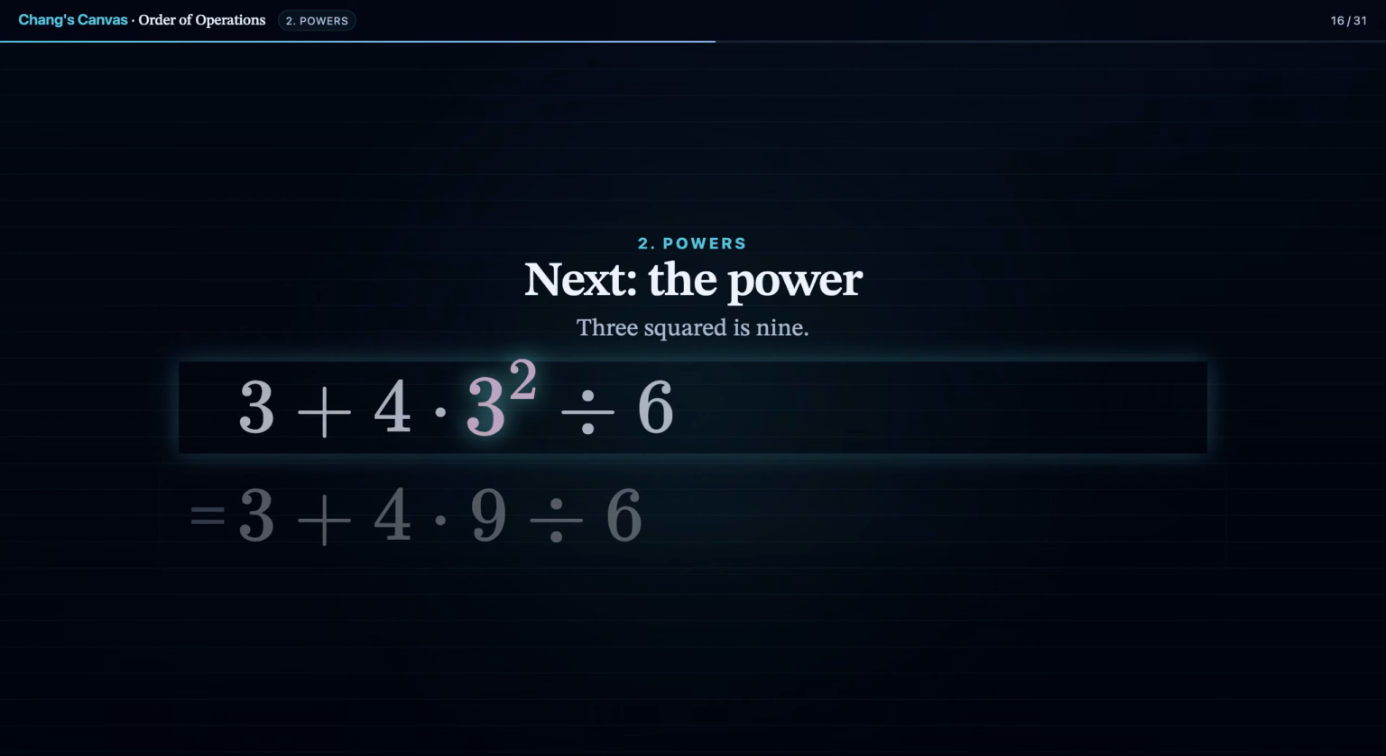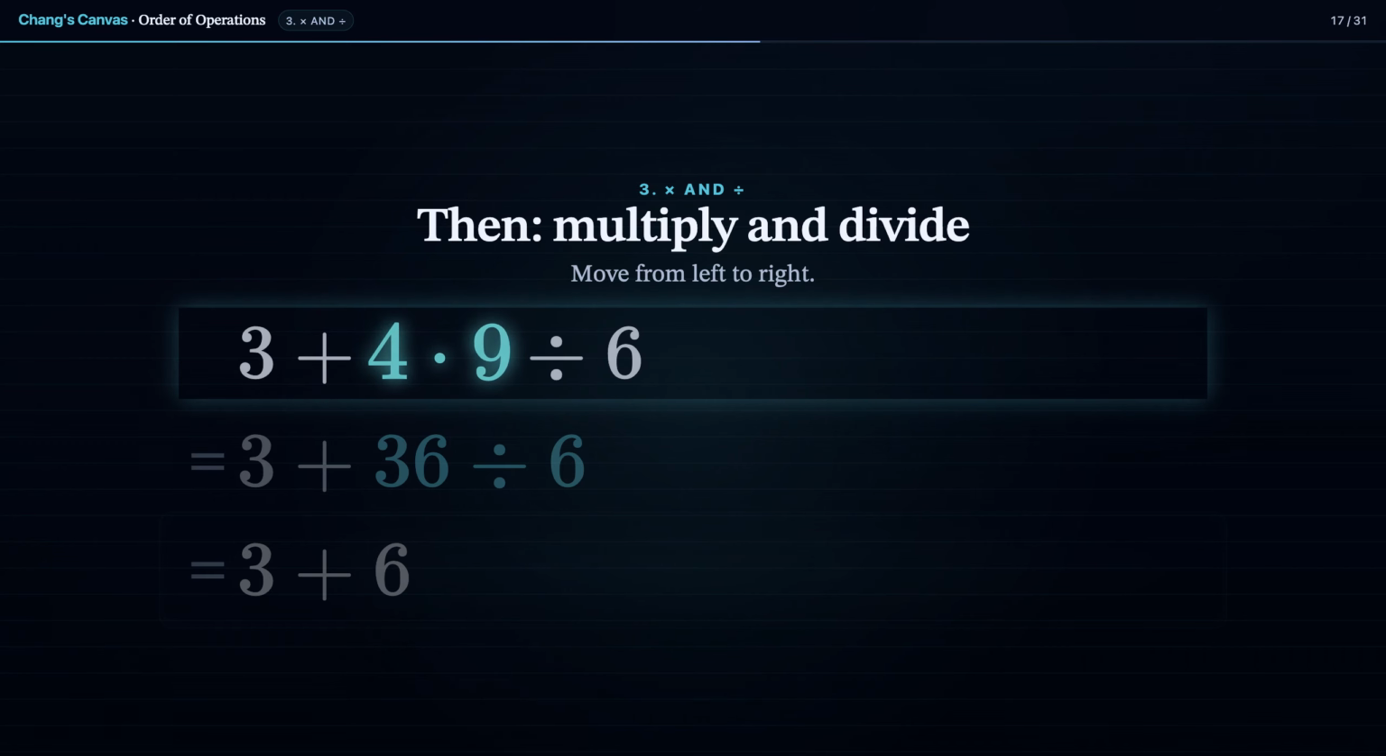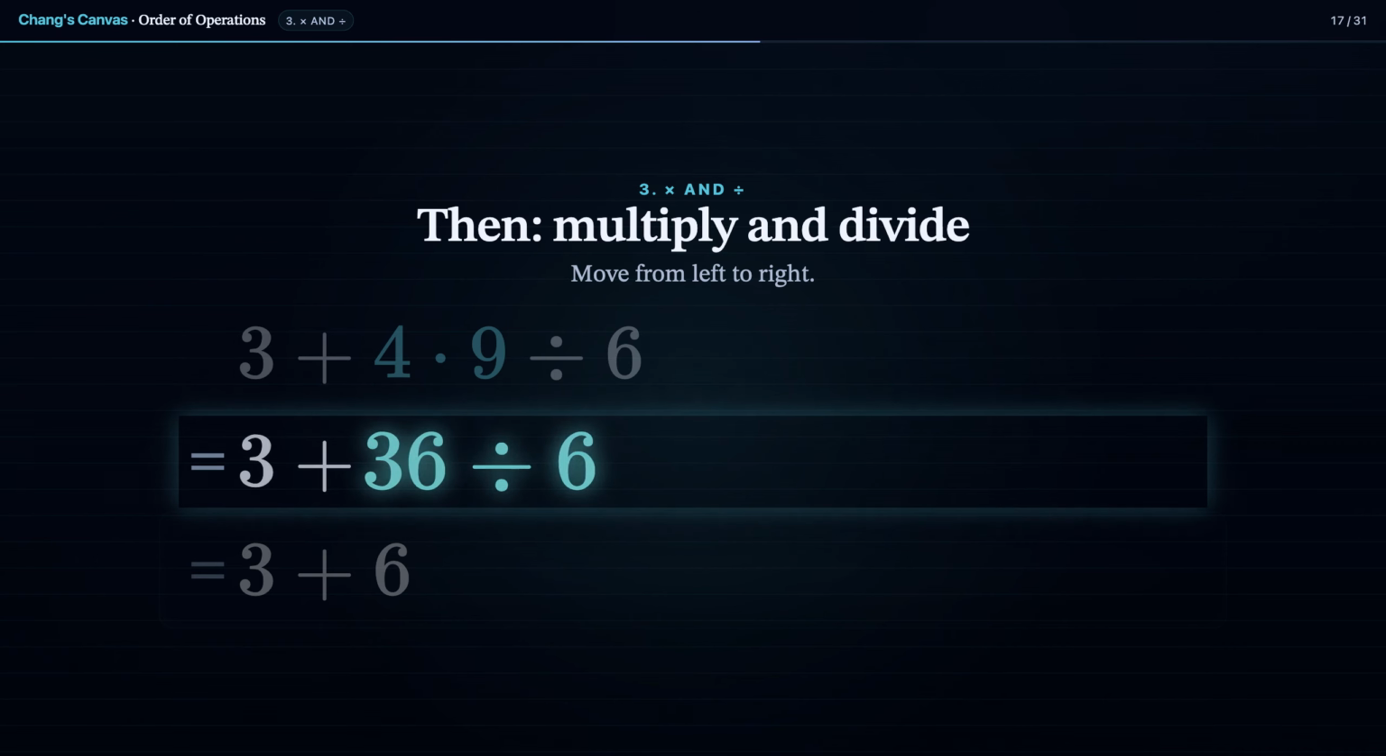Now do the power. 3 squared is 9. The rest of the expression stays in place. Multiply and divide from left to right. 4 times 9 is 36. Then 36 divided by 6 is 6.